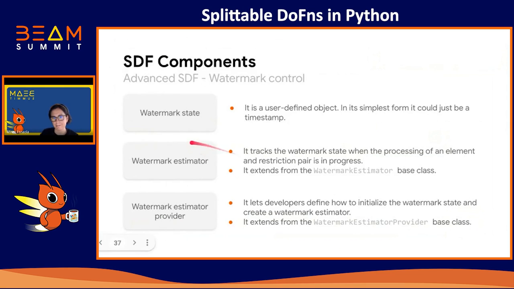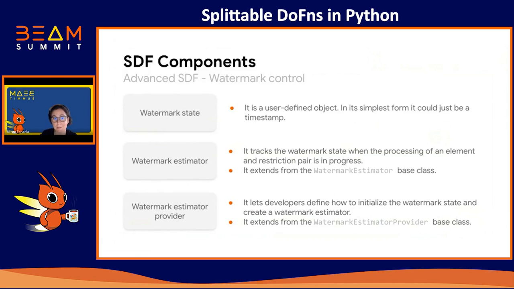And then finally, a few pointers on what to do when we need to do some watermark control, okay? So first thing, we would need a user-defined object to represent the watermark state, okay? The simplest form of this can be just a timestamp, okay? Then we have to provide an implementation of a watermark estimator, okay? The watermark estimator, what does it do? It's going to track the watermark state as we go on with the processing of element and restriction pairs.